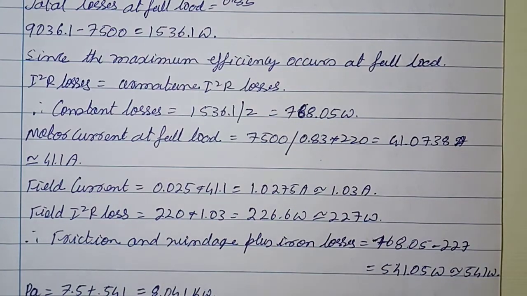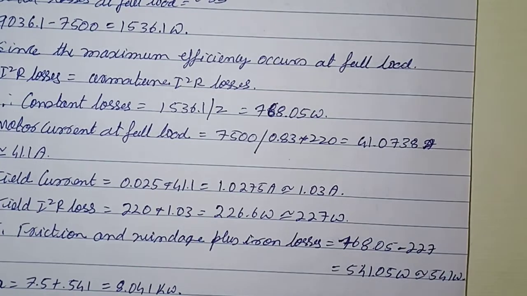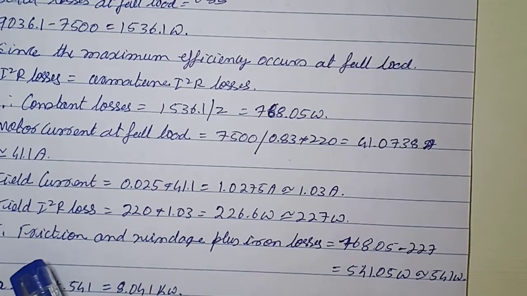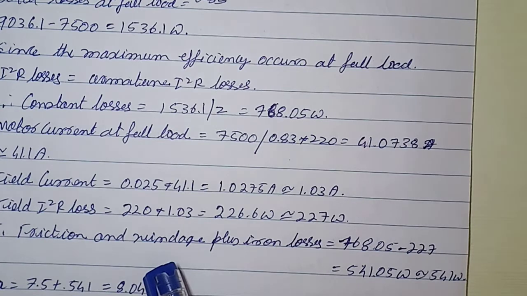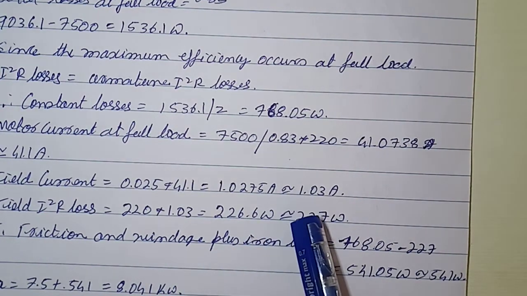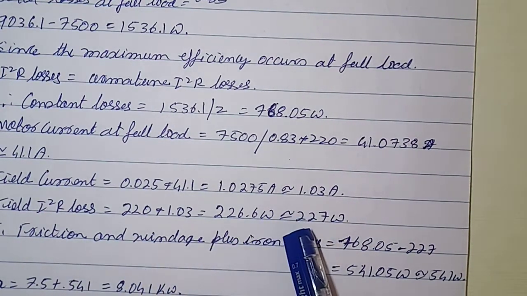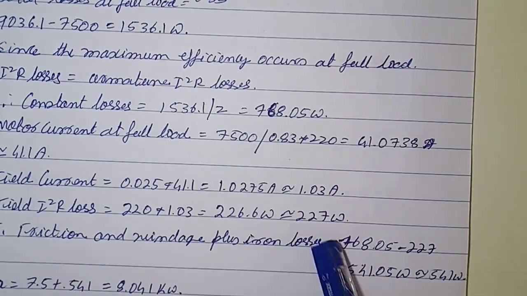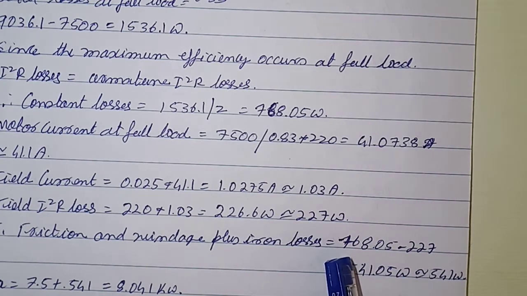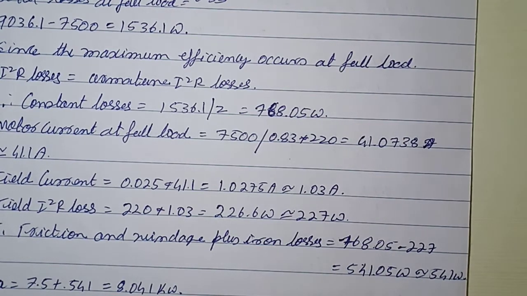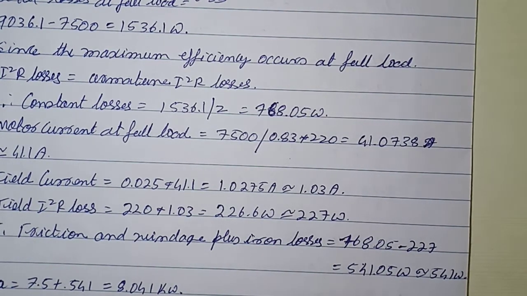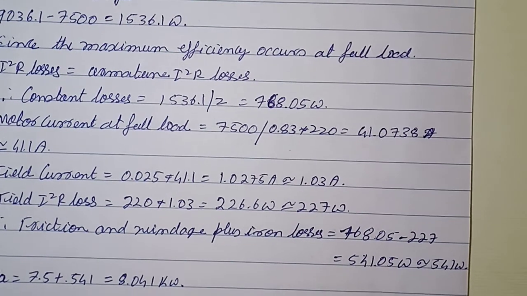Therefore friction loss, windage loss, and iron loss, all those things, are the losses that remain here. In the total loss, if I subtract the copper loss, then I'll be getting these losses. So it is 768.05, the total loss, minus 227, that is the field copper losses. So it is 541.05 watt, or approximately 541 watt.